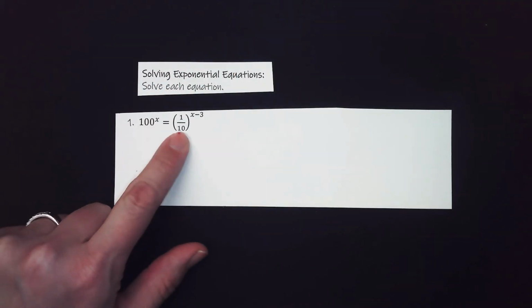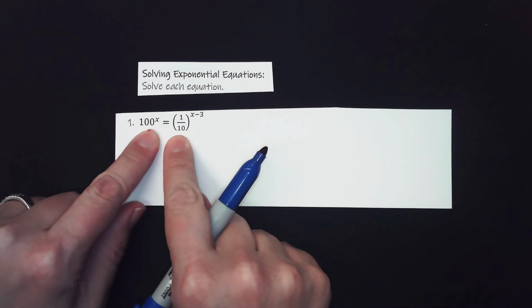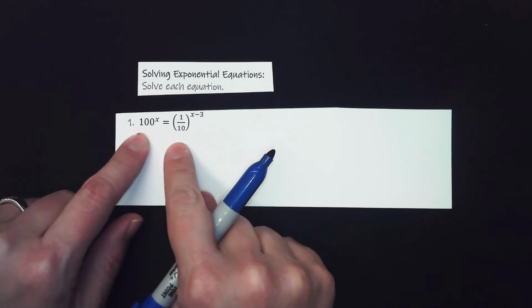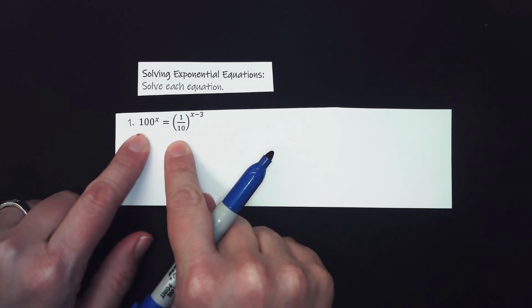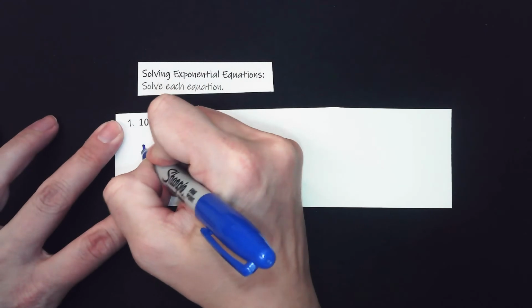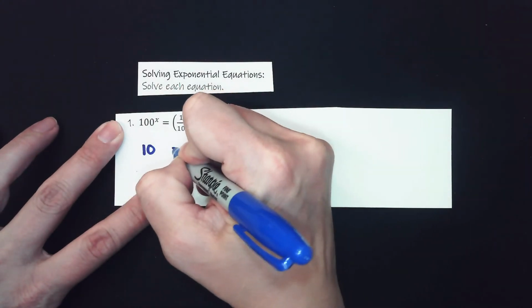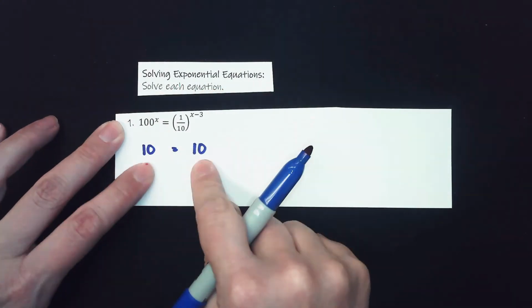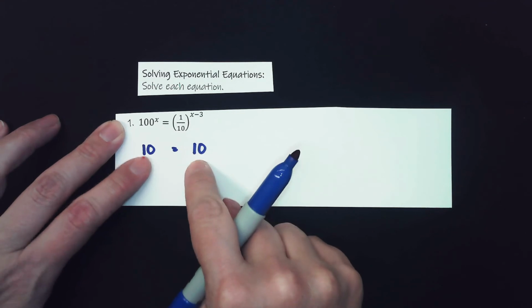Now, one of these has a base of 100, and the other has a base of 1 over 10. But I want to make them have the same base. Well, 1 over 10 and 100 have something in common, and that's the number 10. Okay? So I want to write both of these as base 10. Then my bases will be the same.